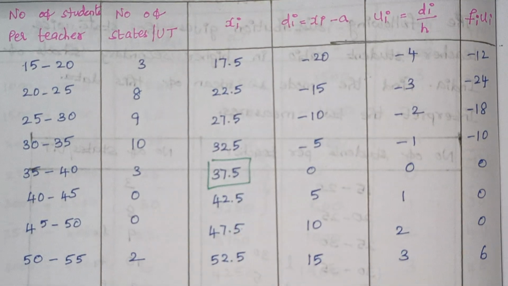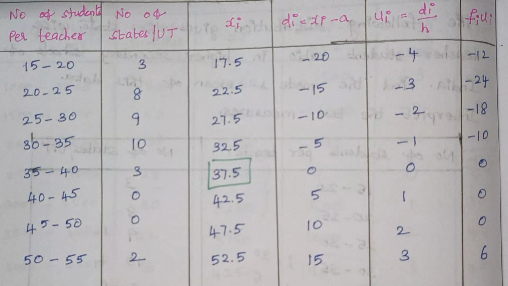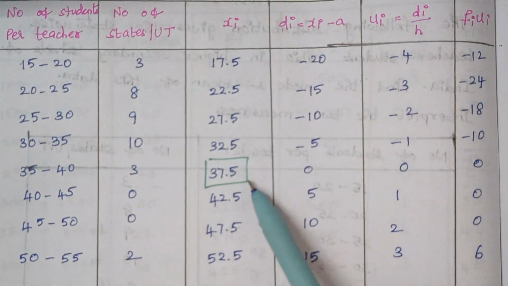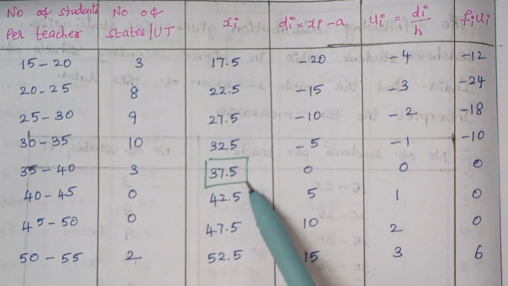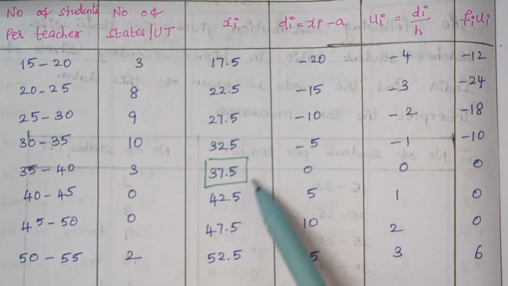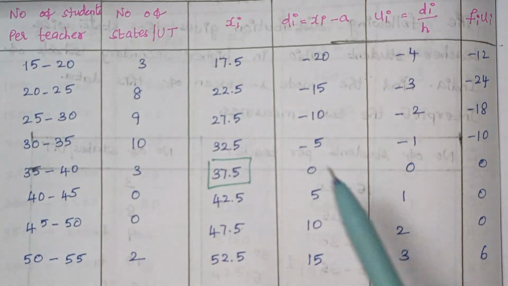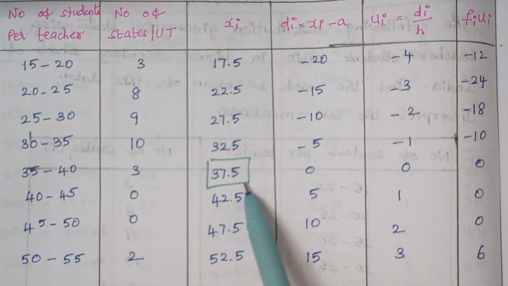So again, it's up to you. You can select any number. Here I had selected the value of A as 37.5, but it is not compulsory. You can even select 32.5, you will get the same answer. So here the value of A is 37.5.